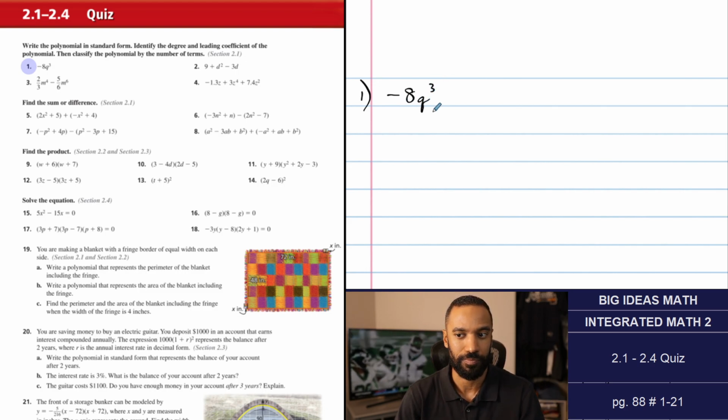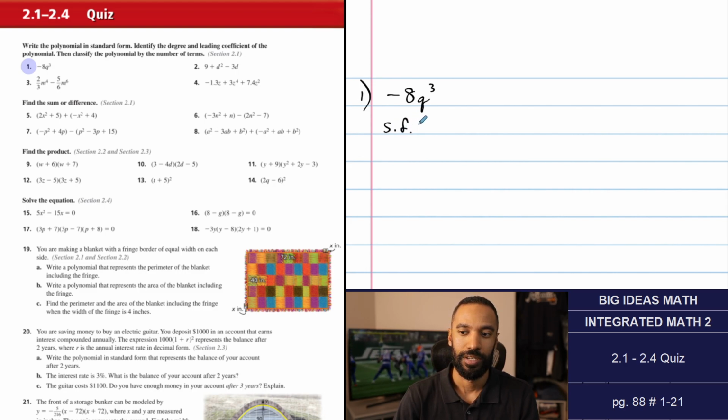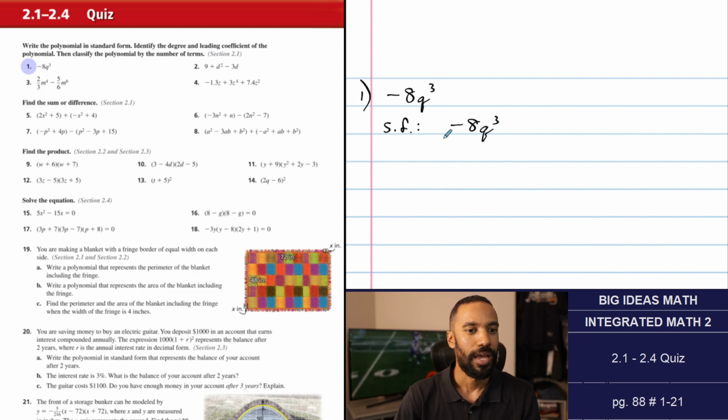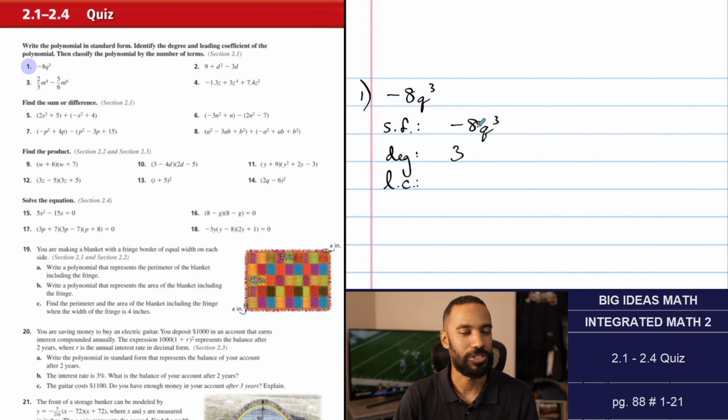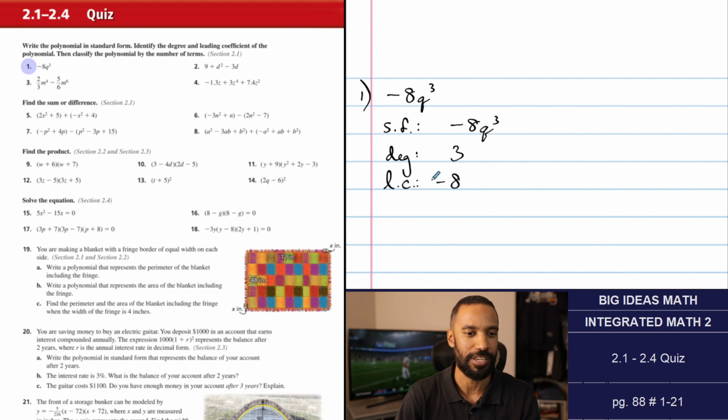For standard form, we're going to have negative 8q cubed. Same answer. I can't do anything different from that. Identify the degree. The degree is 3. The exponent helps reveal what your degree is. The leading coefficient is the coefficient of the leading term when written in standard form. Here's standard form. The leading coefficient in this case is negative 8. It's the only coefficient that exists.